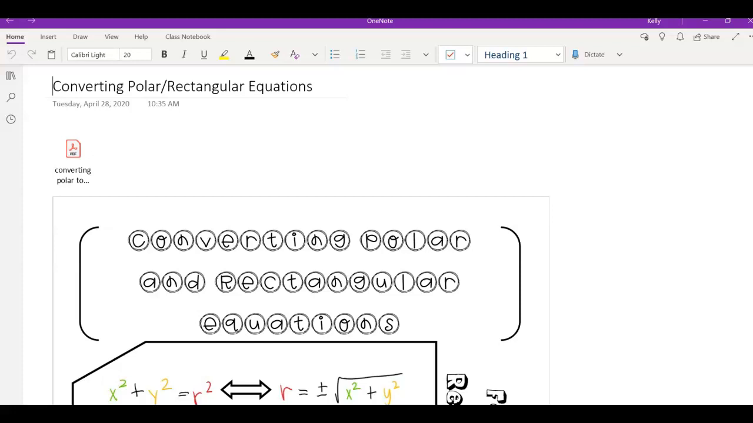All right, our last topic we're going to talk about for polar coordinates is converting polar and rectangular equations into the other form. So polar to rectangular, rectangular to polar, but this time with equations. So not just the points, but the entire equation.